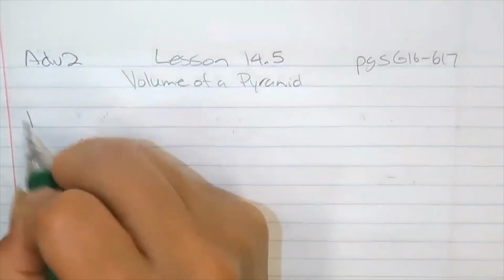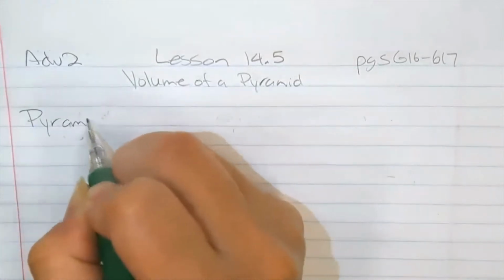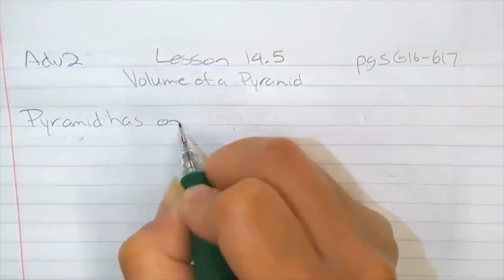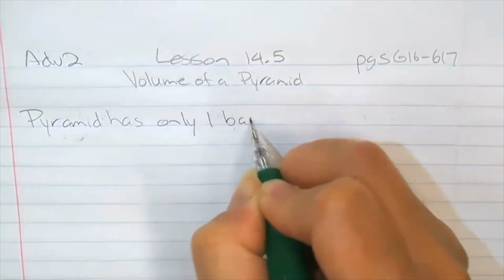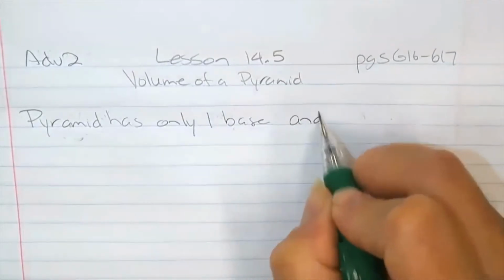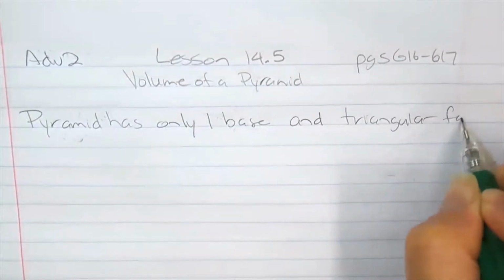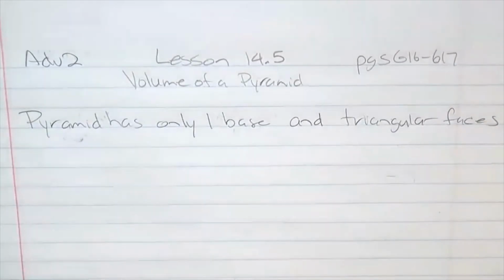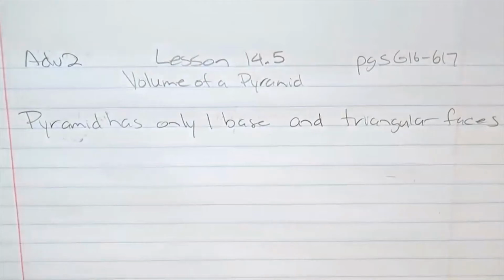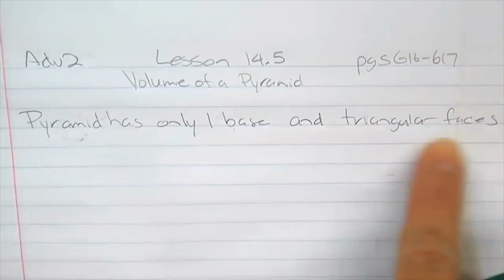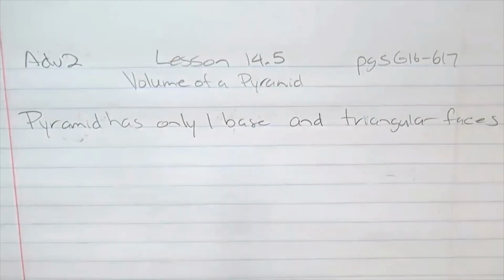Okay, remember, a pyramid has only one base and triangular faces. And remember, the number of sides on the base determines the number of faces. Okay, so a pyramid has only one base and triangular faces.